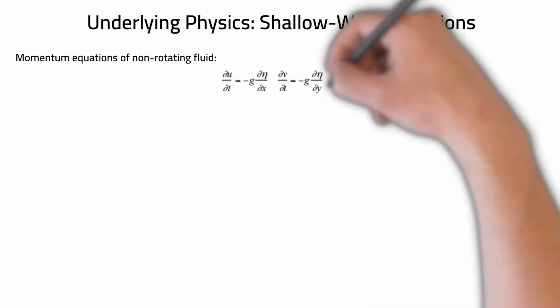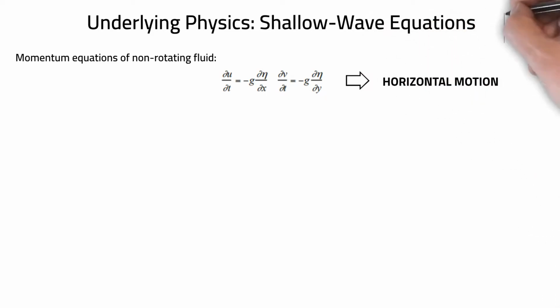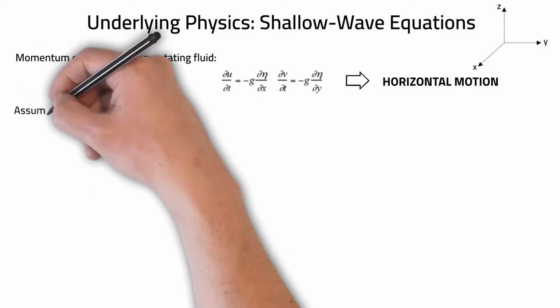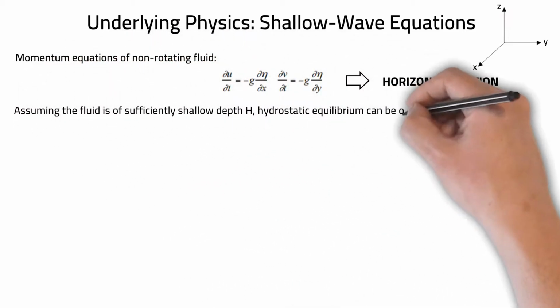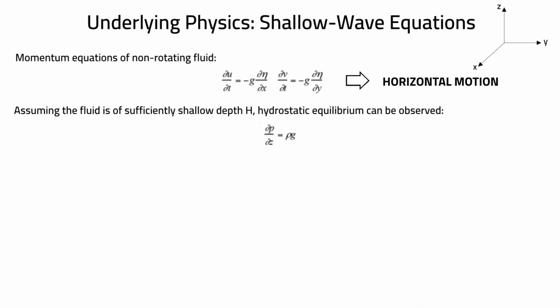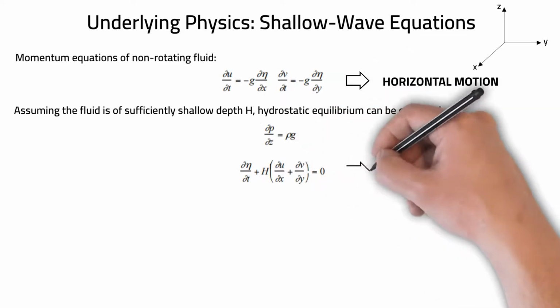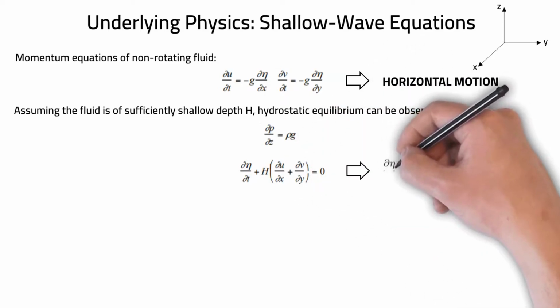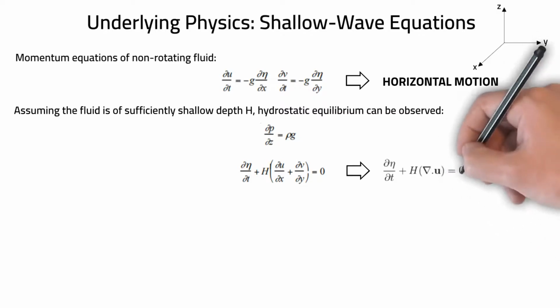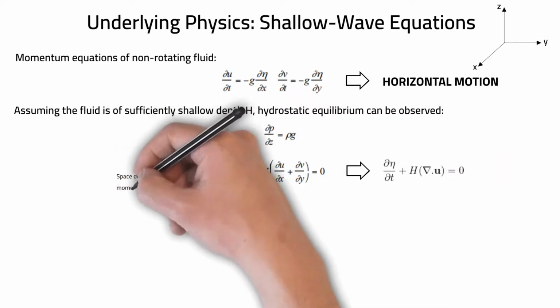Momentum equations of a non-rotating fluid are as follows, specifically for the xy plane, i.e. in the horizontal direction. If we take the assumption that the fluid is of sufficiently shallow depth, hydrostatic equilibrium can be observed. We arrive at the mass conservation equations through simple substitution of this nabla operator with the velocity vector, remembering that we only observe the horizontal direction x and y, hence there is no w component of the velocity.